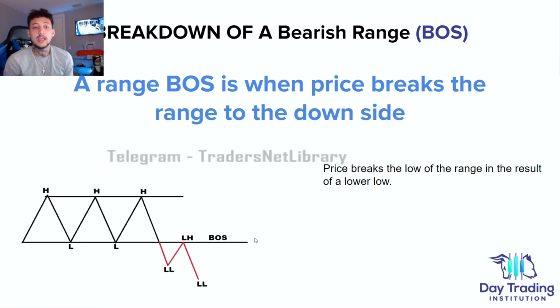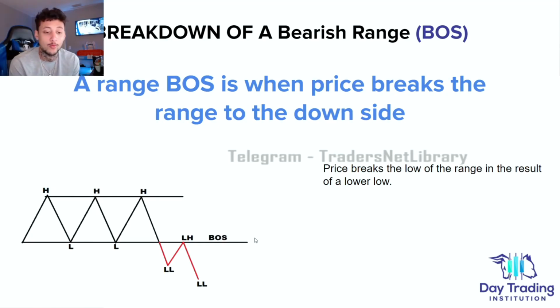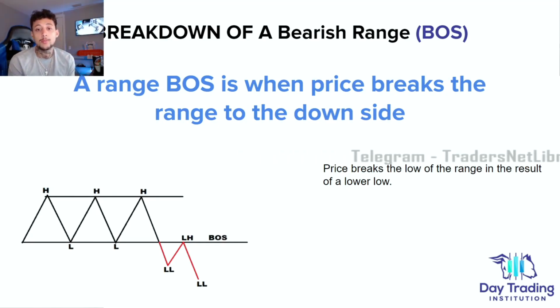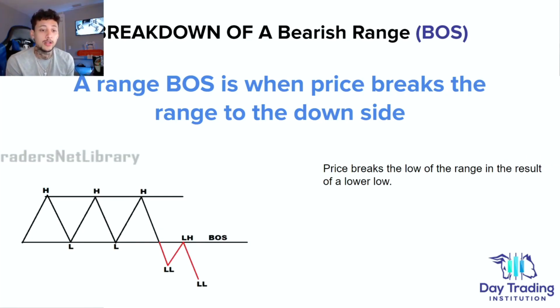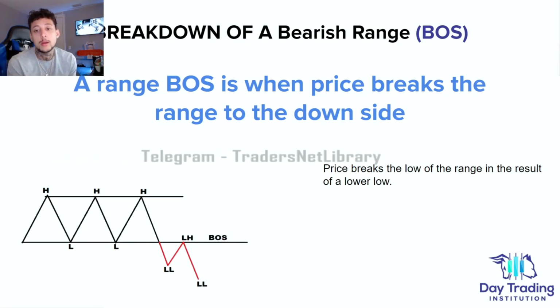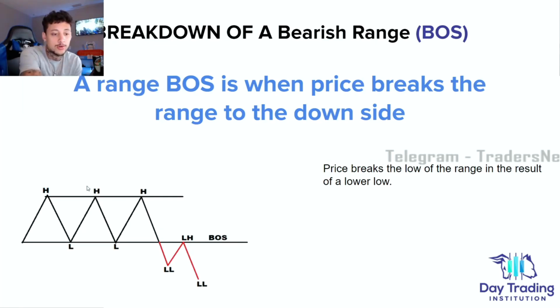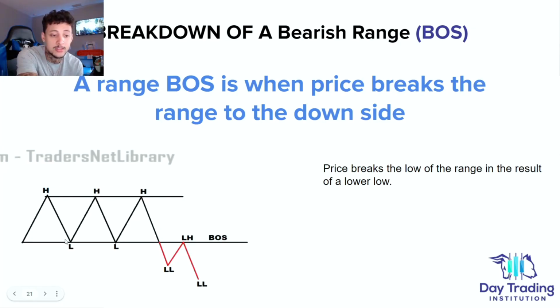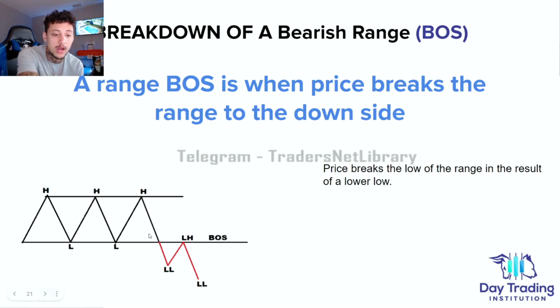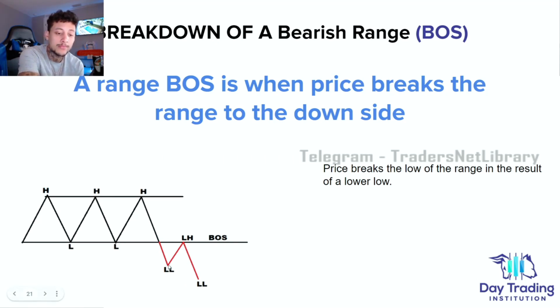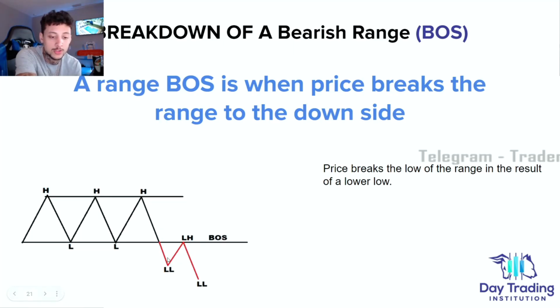Now let's take a look at what a ranging market looks like when it breaks out to the downside, meaning that it is a bearish break of structure, right? So a range break of structure is when price breaks the range to the downside. That is going to be a break of structure. So again, in a ranging or consolidating market, remember price is only making highs and lows. So here we have a high, a low, a high, a low, a high, and then notice how we have a lower low. That is going to be the break of structure here.